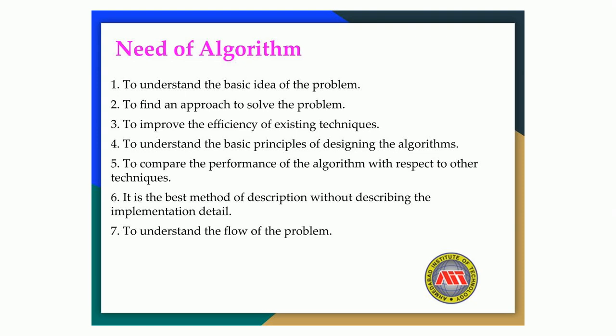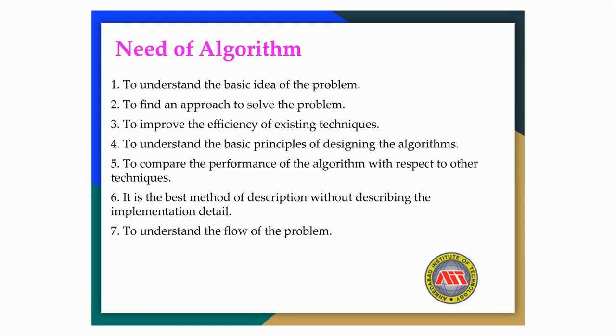Then improve the efficiency of existing techniques. That means an algorithm already exists, but you need to improve the efficiency of that technique. You can apply some other techniques, so that time required is less or space required is less according to those cases. Then understand the basic principle of designing an algorithm, then compare the performance of an algorithm with respect to other techniques. Then the algorithm is the best method. Why? Because it describes without implementation detail.